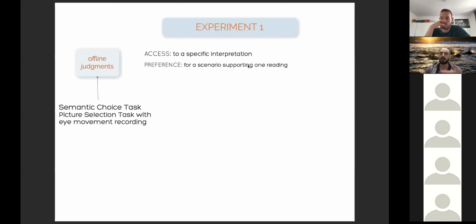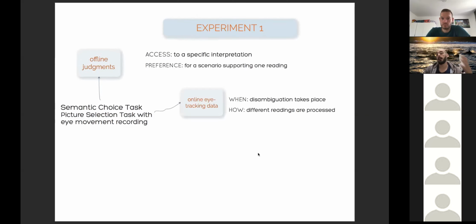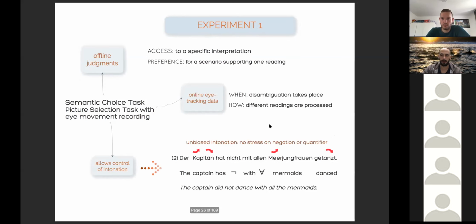So the idea is that you can test for the access to a specific interpretation or for the preference between two different scenarios. And also you get the online tracking data, which gives you information about when the disambiguation takes place, right? So what is exactly the time at which participants manage to disambiguate the scenario, as we've seen with the SAM experiment, with the sum of the paper clips, but also how different readings are processed. So if you are faster at processing one kind of reading or the other one, or at disambiguating one scenario or the other one. And in this experiment, we use this sentence.